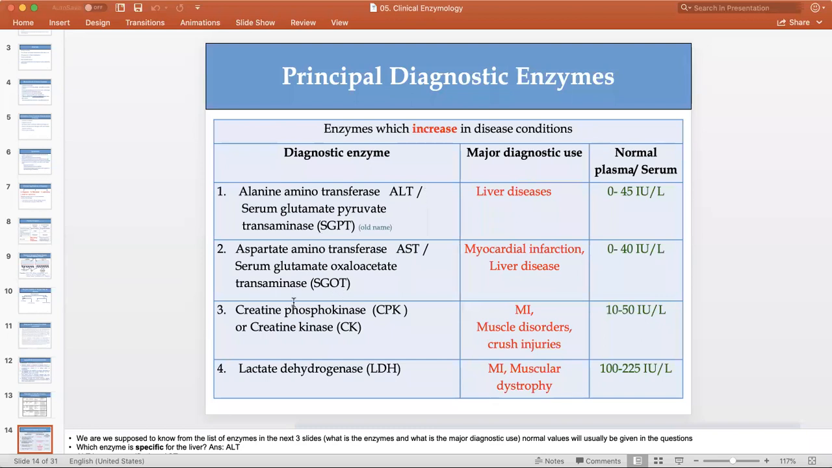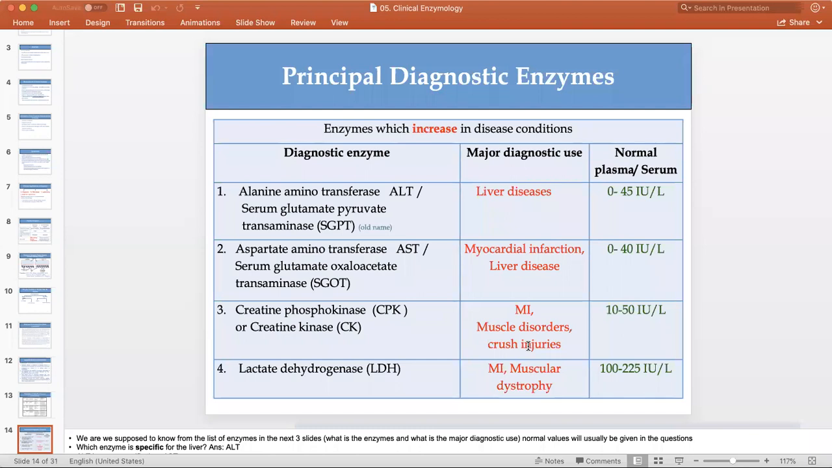Then we have the creatine phosphokinase, or creatine kinase. The function of this enzyme is to provide rapid energy to the muscles in terms of utilization, like if you're exercising or running suddenly. This is one source of energy with the help of the phosphate. They are mainly present in your muscle, so they might indicate muscle disorders or crush injuries. Creatine kinase will go up.